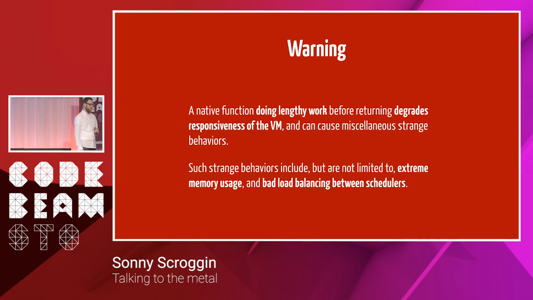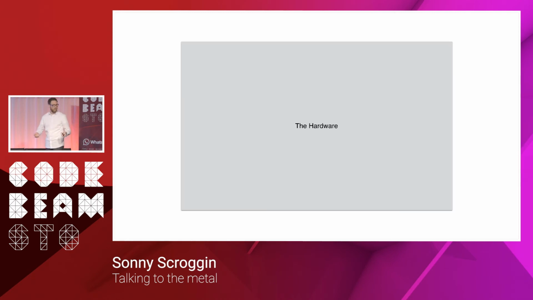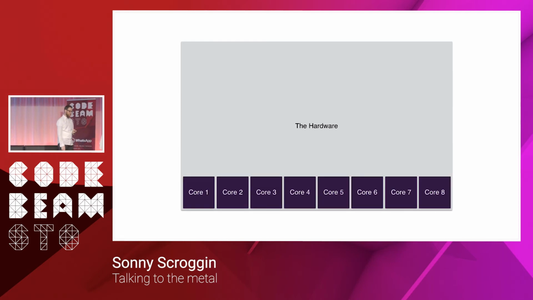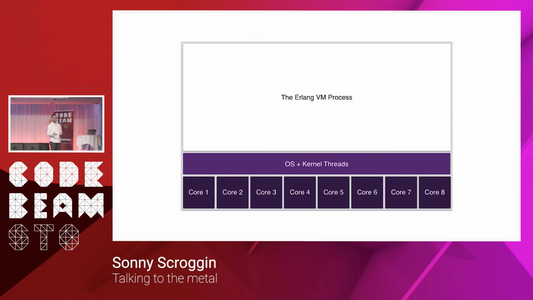All right, so let's take a look at some of the Erlang VM architecture and find out a little bit more about how this all works and why this is a problem. When you have a machine, the machine has a bunch of cores on it. And then, of course, we have the OS and the kernel threads. And when we spawn a VM process, we start up our application, we have an Erlang VM process, just one of them. And then inside that process the Erlang VM is going to spawn up 8 different threads in this case. So it's going to spawn up as many scheduler threads as you have cores.